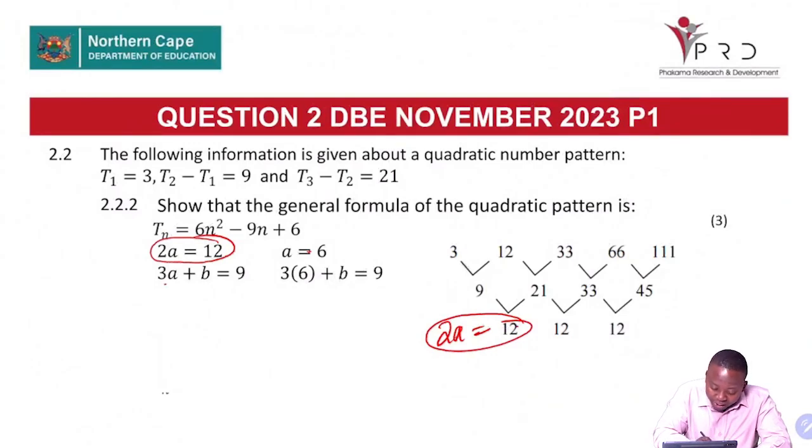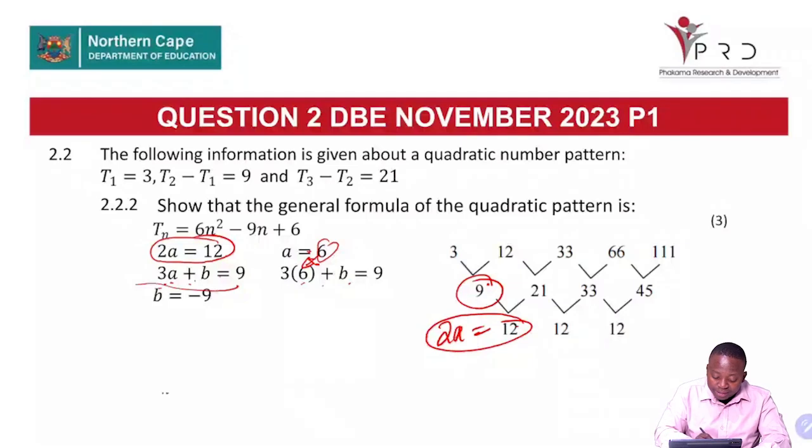For the second one, we say 3a plus b is equal to 9, which is this 9. So we'll have 3a plus b. In the place of a, we substitute the 6, then plus b is equal to 9. Then we solve and find our b as negative 9.